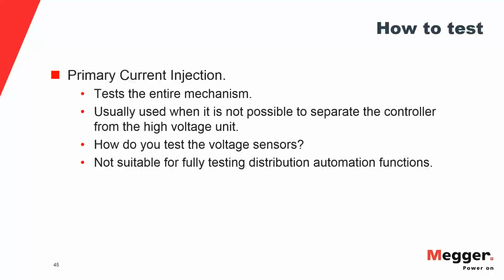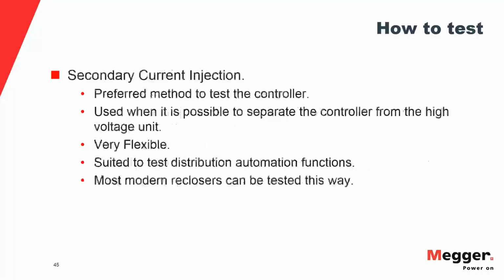It's also, I guess, easier. It doesn't take as much training. You don't have to deal with a lot of the settings. I guess there are a lot of advantages of primary current injection as well as disadvantages. The test sets tend to be bulkier. You're dealing with a lot more energy. It's something to take into consideration.